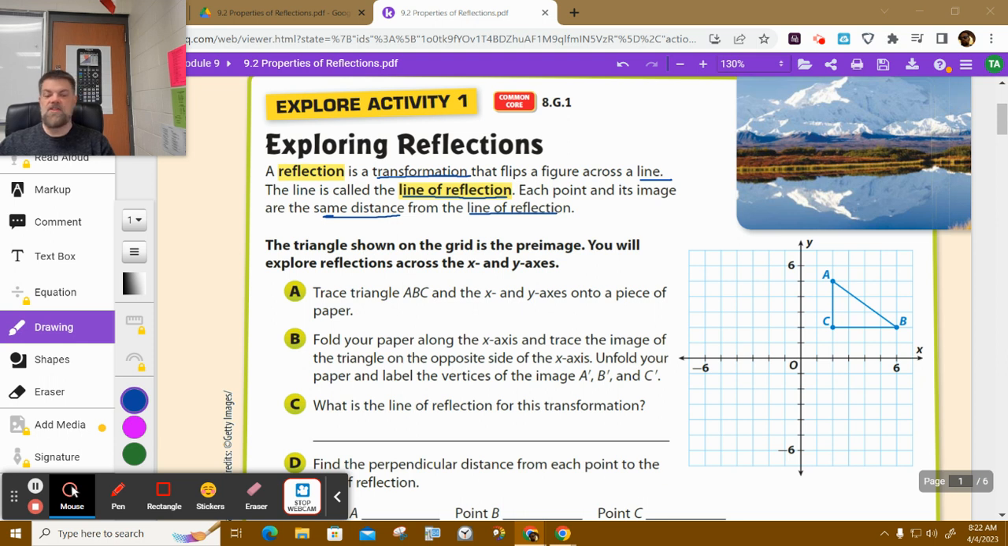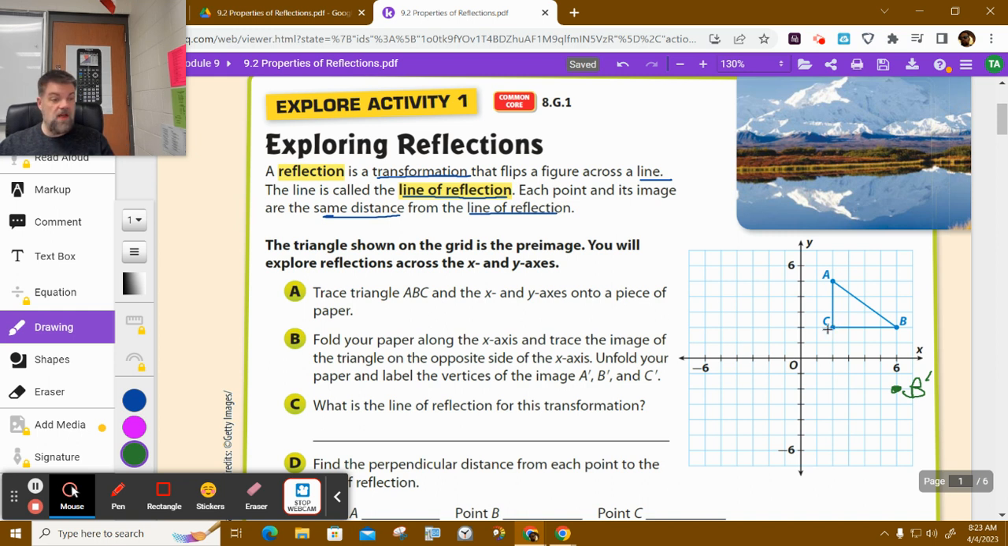It's crazy, right? So what we're going to do is we're going to kind of fake it till we make it with the book. So it says trace the triangle ABC and the X and Y axis on a piece of paper. Then you're going to fold your paper along the X axis and trace the triangle on the opposite side of the X axis. Now, the way that you do that is if I were to fold it on the X axis, B would be 2 units away from the X axis. So my B prime would also be 2 units away over here. So this would be my B prime.